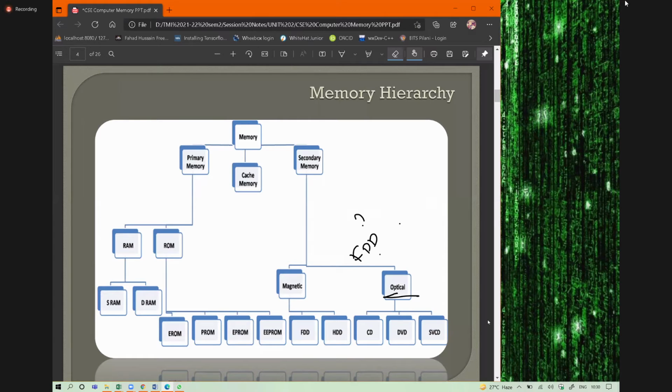Because we use induced magnetic poles and ferromagnetic substances to store information in the form of north pole, south pole, which is logically equal to 1, and south pole, north pole, which is logically equal to 0. This is how we store information in the form of induced magnetic poles on hard disk drives. That's why this is magnetic.